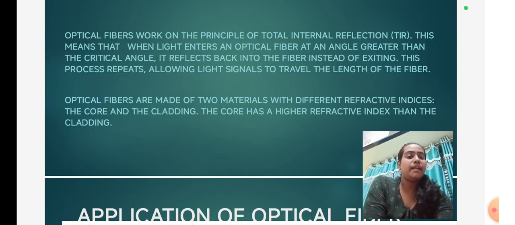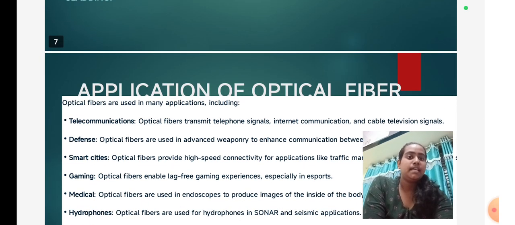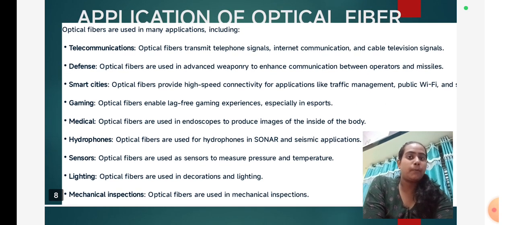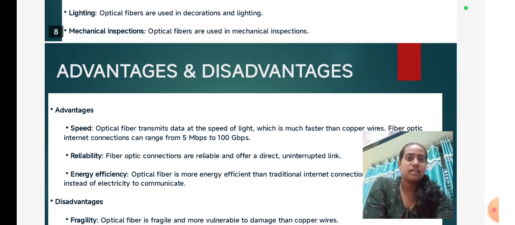Optical fibers are made out of two materials with different refractive indices, the core and the cladding, and the core has a higher refractive index than the cladding. Then comes the applications of optical fibers. Optical fibers are used in many things such as telecommunication, defense, smart cities, gaming, the medical field, sensors, lighting, then in the field of mechanics, and so on.